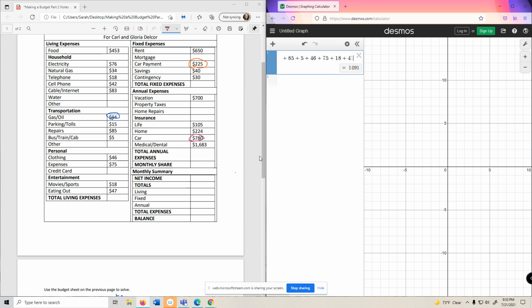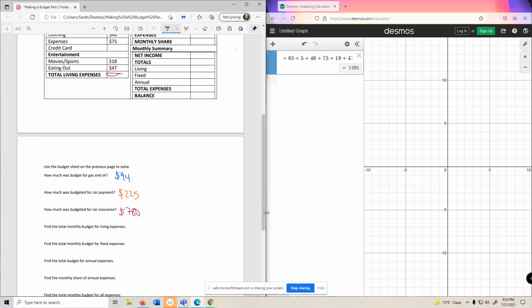When we add all of those total living expenses together, you would put that in that box right here. We're not going to worry about that right now. I'm just going to do it to answer our question. Total living expenses for the month is $1,091. You can ignore this weird update from my computer. Don't worry about that. Now we're going to do the same thing for fixed expenses.